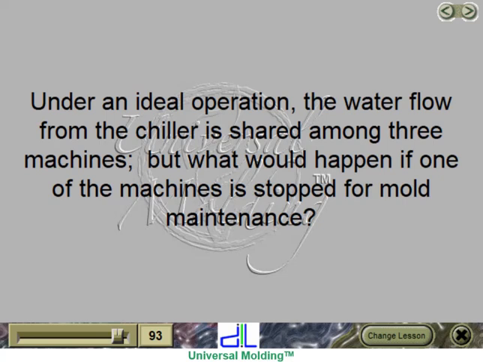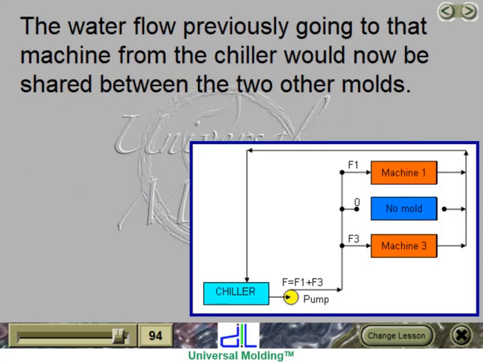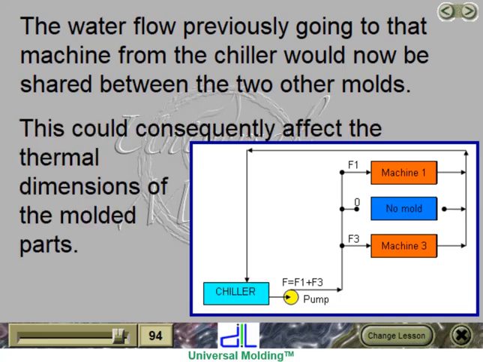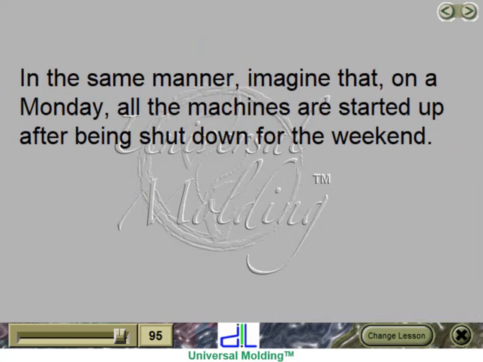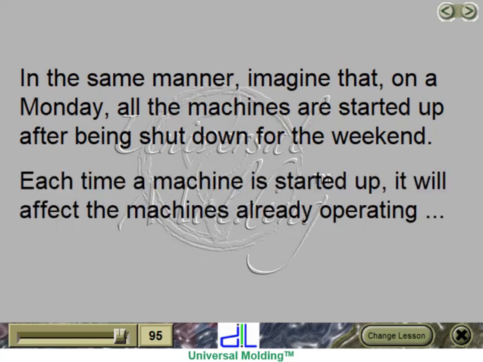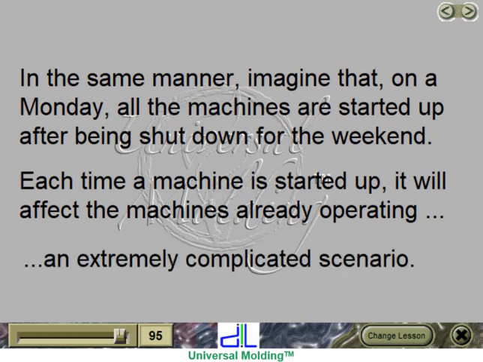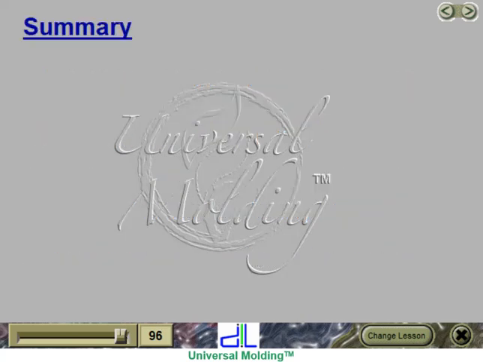Consider 3 machines with similar molds that share a chiller. Under an ideal operation, the water flow from the chiller is shared among 3 machines. But what would happen if one of the machines is stopped for mold maintenance? The water flow previously going to that machine from the chiller would now be shared between the 2 other molds. This could consequently affect the thermal dimensions of the molded parts. In the same manner, imagine that on a Monday, all the machines are started up after being shut down for the weekend. Each time a machine is started up, it will affect the machines already operating. An extremely complicated scenario.